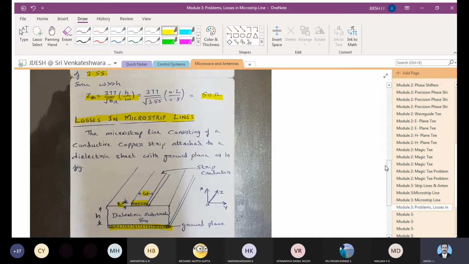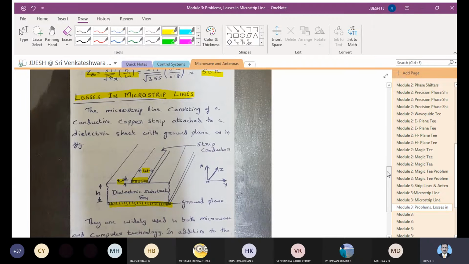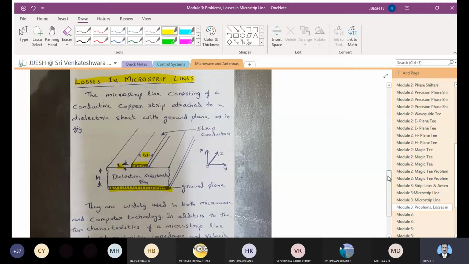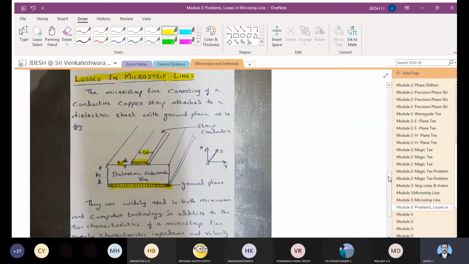Write down that the microstrip line has a copper strip, as we have already studied, which is placed on the dielectric substrate and has a width W and thickness of T. Here we are going to study the losses which take place in the microstrip line. We will study different types of losses like dielectric losses and radiation losses, one after the other. This is a very important topic for internals and university exams. You can just write down these things.